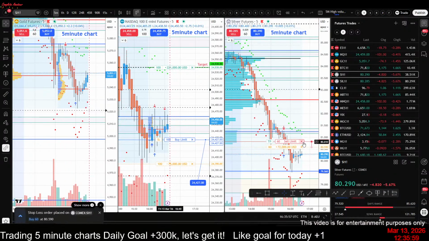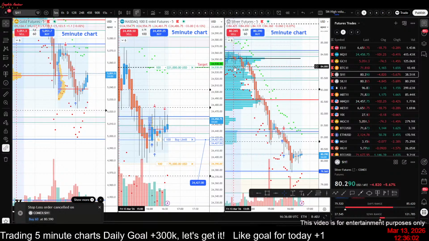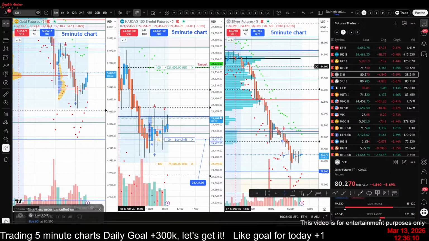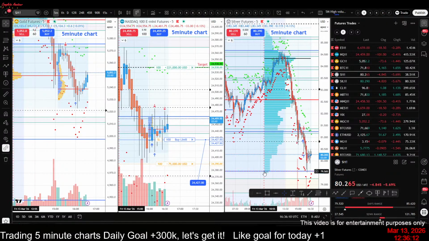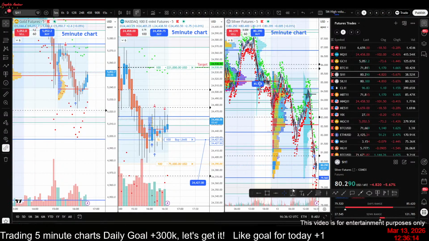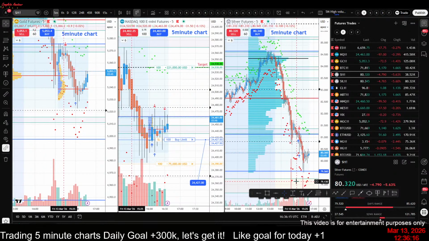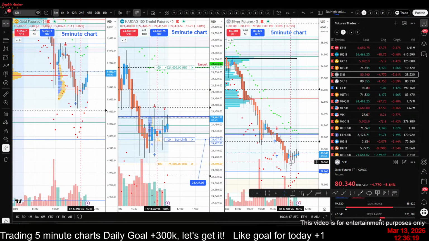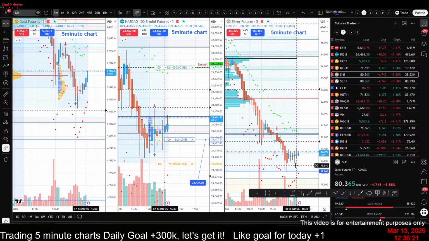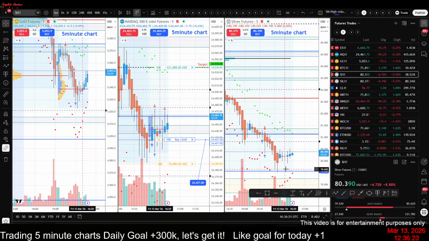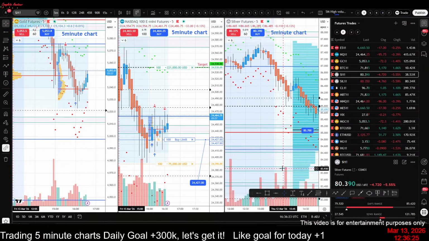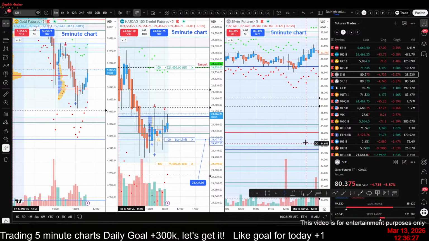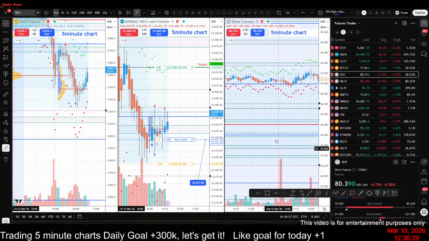162. There isn't quite a level though. Unsure why I've got this 560 marked out. We've bounced off it pretty strongly, but I'm unsure why I marked it. So I can't use it. I cannot use it.